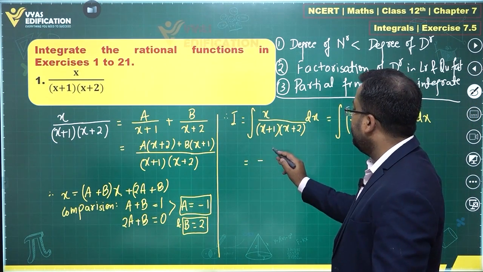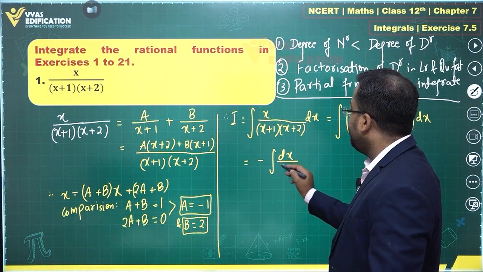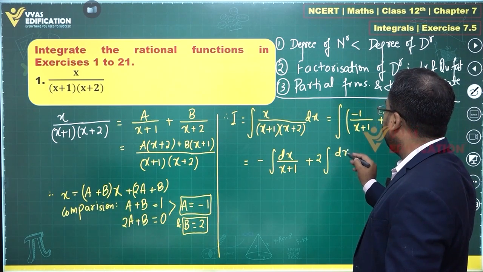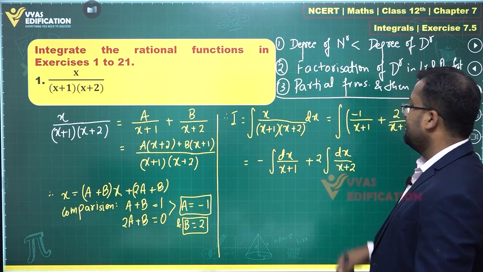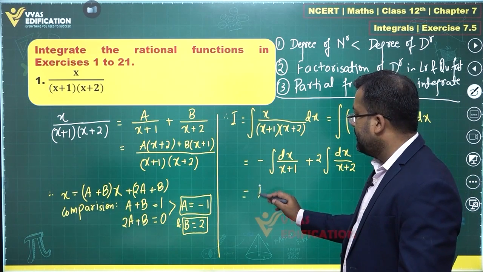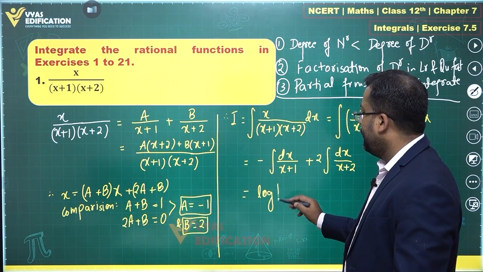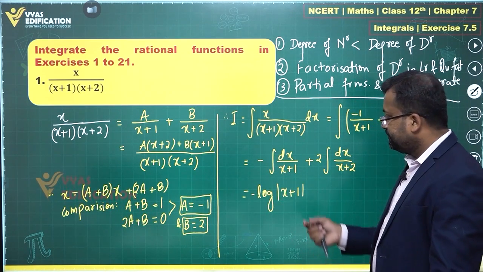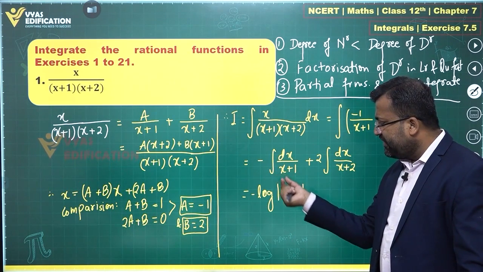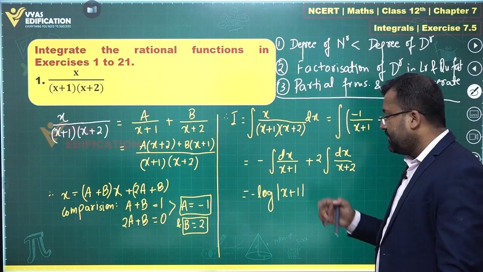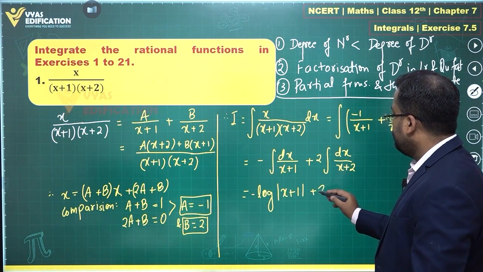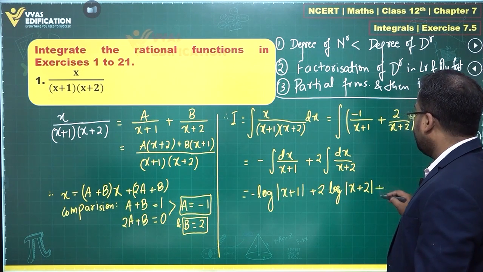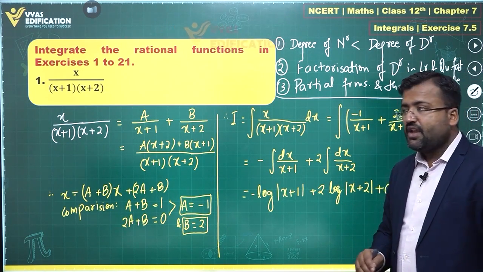So this is minus integral of dx upon x plus 1 plus 2 times integral of dx upon x plus 2. This is what you have. And the integral becomes minus log modulus x plus 1. There's a minus over here, right? For x plus 1, the coefficient of x is simply 1, so that will come in the denominator. That's not important. Plus 2 times log modulus x plus 2 plus constant term. This is what you get, right?